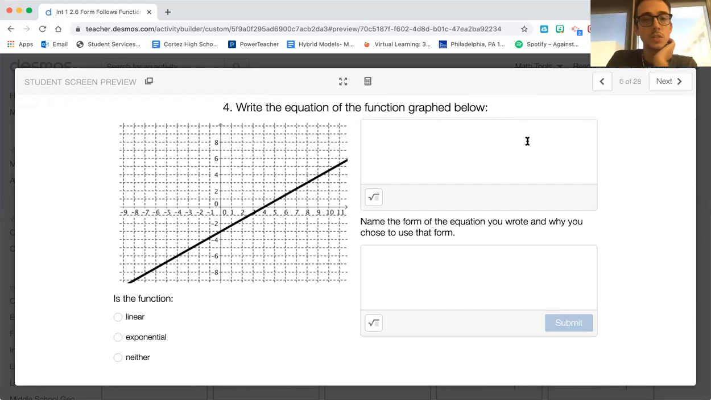Write the equation in the function graphed below. I know this is a straight line, so it's definitely going to be linear. Name the form of the equation you wrote and why you chose that form. All right, well, we have to make this equation based off of the graph. I know that this is linear, so I'm assuming it's going to take on y equals mx plus b form with our y-intercept of -3. So this is -3 towards the end. What else do we need?